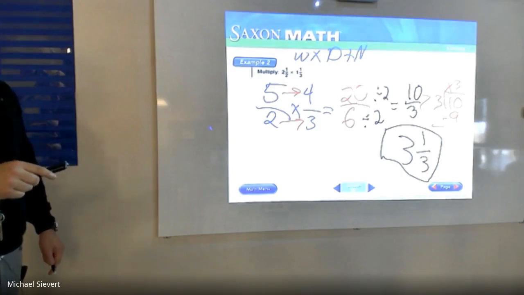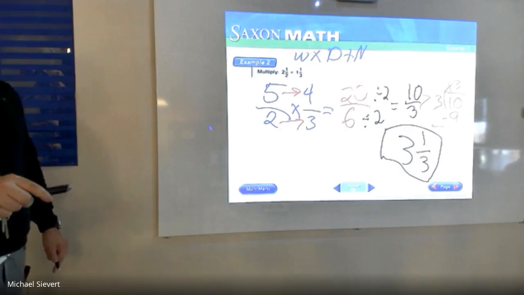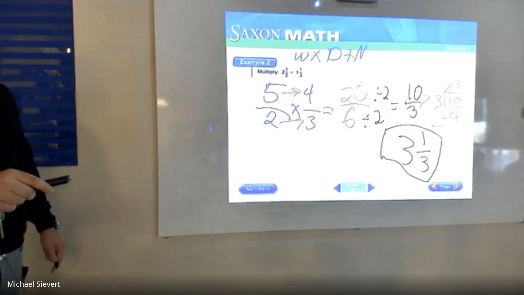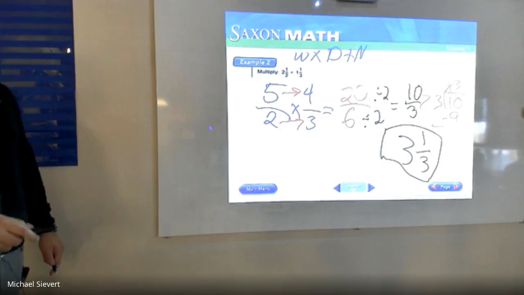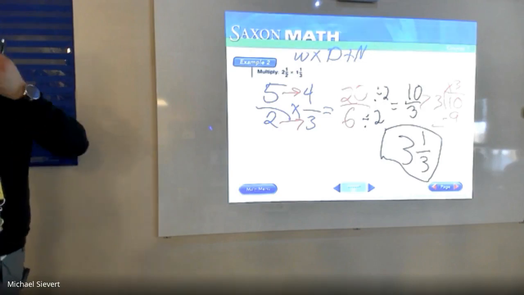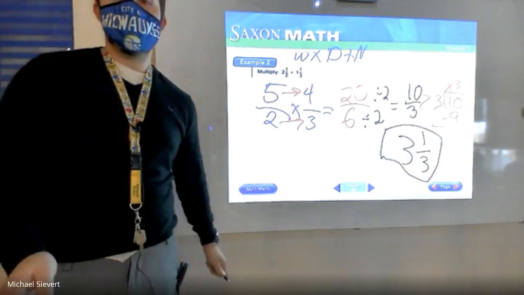You gotta rename them. Then you do the operation. So multiply, then you have to simplify. So technically, all this stuff over here is just one big step called simplify. All right. Any questions?